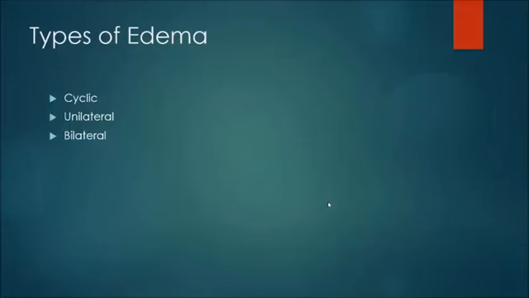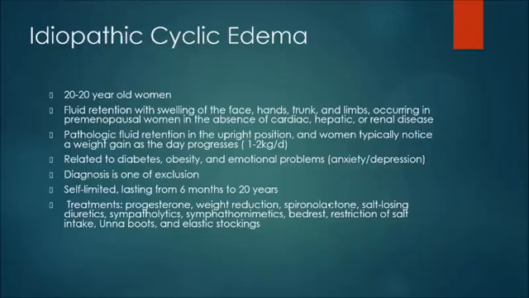So basically there are 3 types of edemas, and the categories are based on the underlying cause of the edema. The 3 types are cyclic, unilateral, and bilateral. So idiopathic cyclic edema, this is basically a full body edema where the patients will get swelling in the face, hands, trunk, limbs, and it's mostly seen in young women. Sorry, I was supposed to say 20 to 30 years old, not 20 to 20.